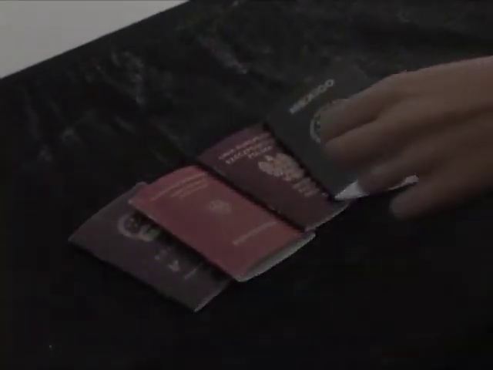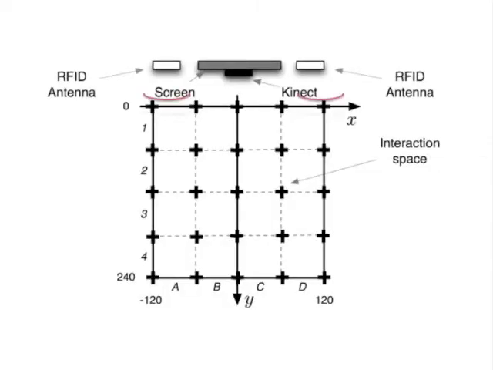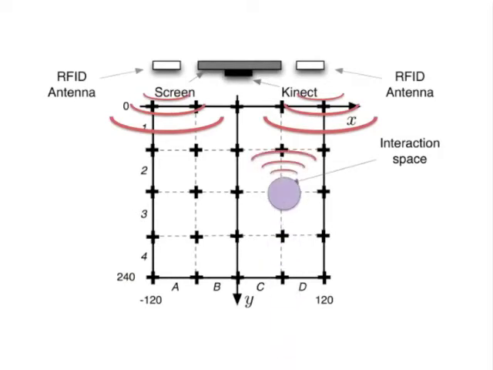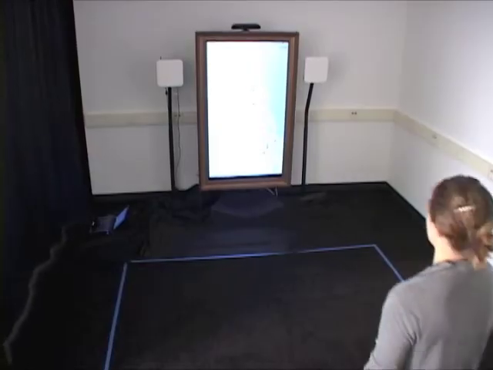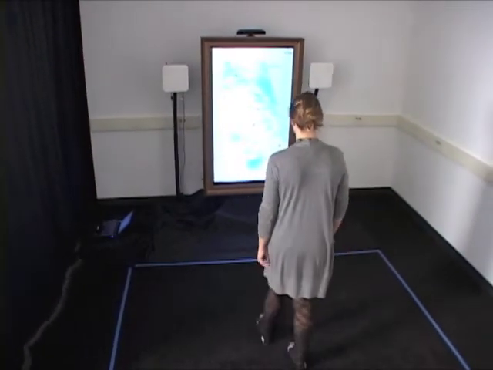Kinects aren't so great at uniquely recognizing individuals, though. To fix that problem, we hid RFID cards inside the passports. Two RFID antennae are mounted beside the screen, sending out signals. When someone enters the space carrying a passport, those cards talk back to the antennae in order to tell the system who is there, that is, which data set to display on the screen. This identity information is linked to the position data provided by the Kinect.